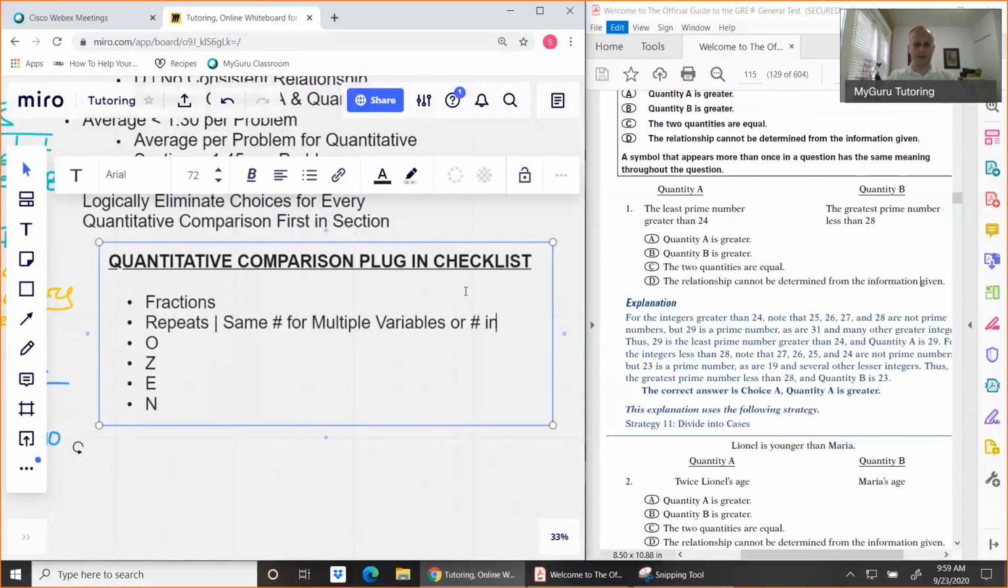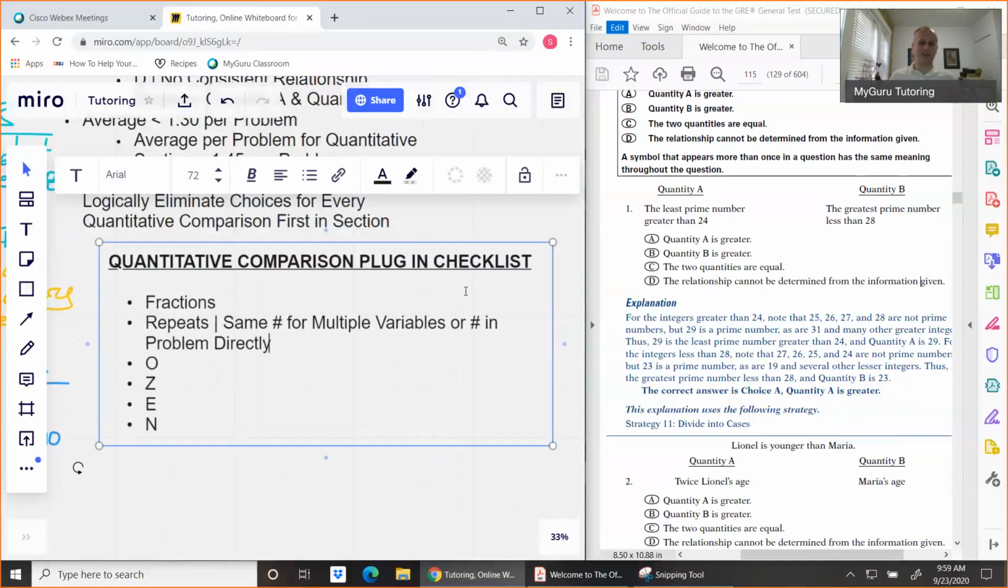Now, R, repeats, is going to be the same number for multiple variables, or a number in the problem directly. So here, what that means is I'm probably just going to keep one of the variables, and then I'm just going to change one of them. So there's just ways that you can repeat the same number, or use numbers like in quantity A, say it has twice Lionel's age. You're like, well, okay, so that twice makes me think that if I go with 5 and I use exactly 2 times 5, they might end up being equal, as they did. But that's the thing here, is you're thinking about how you could strategically use values in the problem or in the quantities or just the same variable, same value for multiple things.